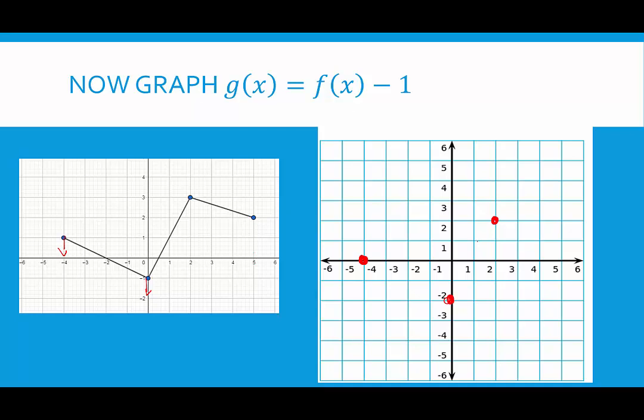And (5, 2) will move down to (5, 1). I'm going to do my best to connect these. And so the graph should maintain the same shape, but everything shifted down 1 unit. So basically what it does is it affects the y coordinates. Those are vertical transformations.